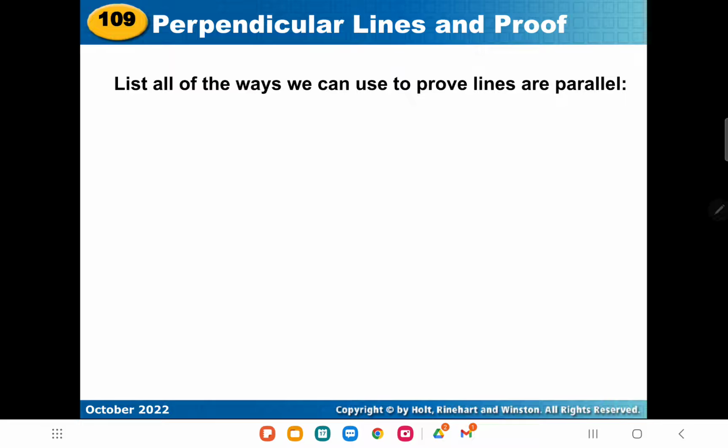Before you go, be sure that you can list all of the ways that you can use to prove that two lines are parallel. You should have a whole bunch by this time.